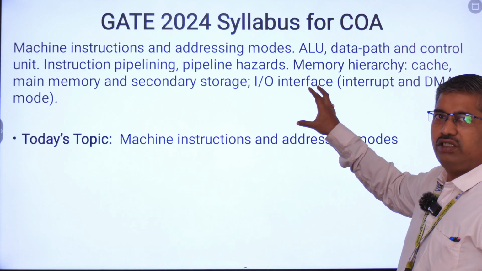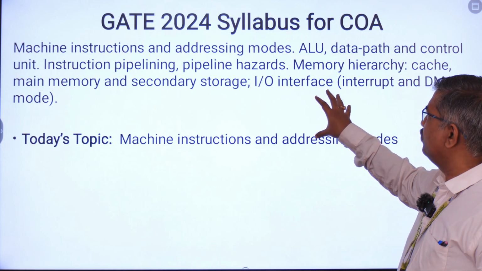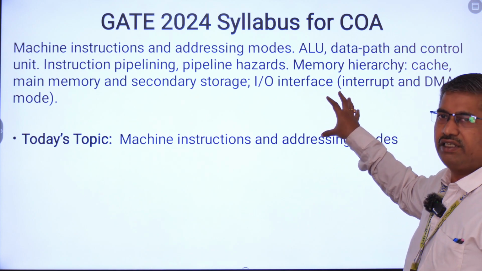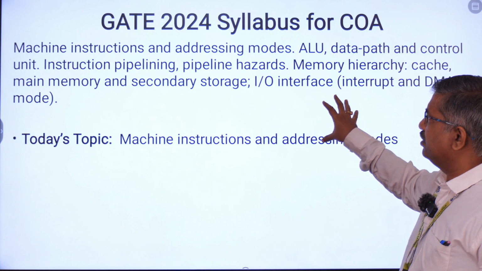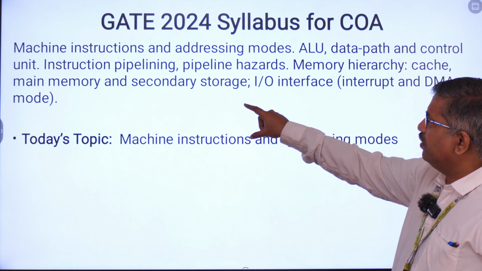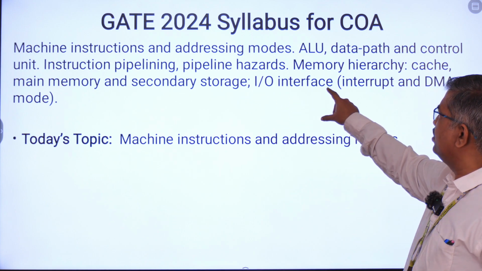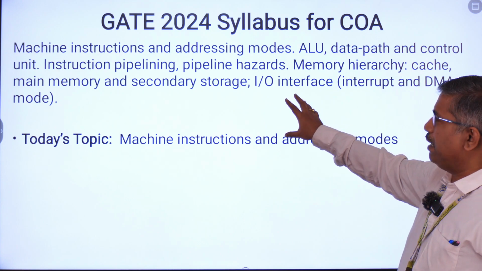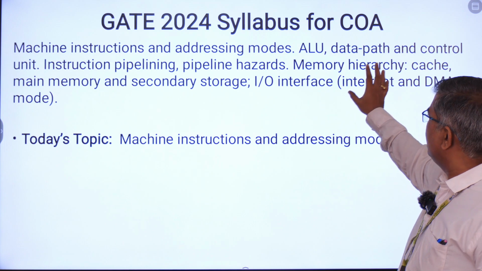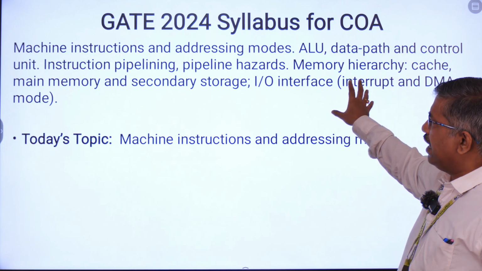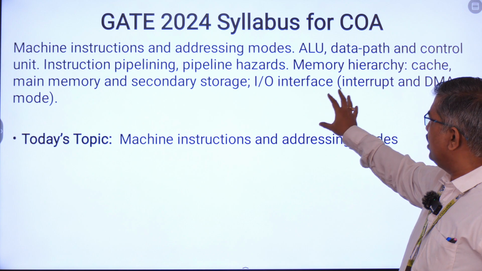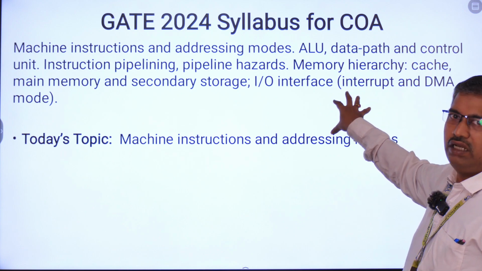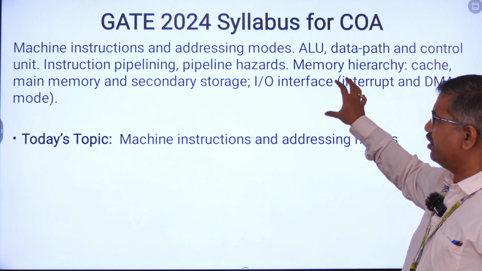Now we are going to go through the syllabus of computer organization and architecture regarding the GATE syllabus. Here we have machine instructions and addressing modes, ALU, data path, control unit, instruction pipelining, pipeline hazards, memory hierarchy, cache, main memory and secondary storage, and I/O interface. This is the overall syllabus of computer organization and architecture.